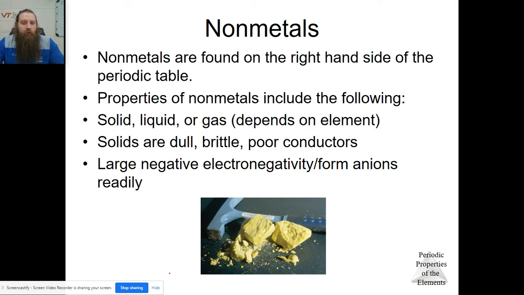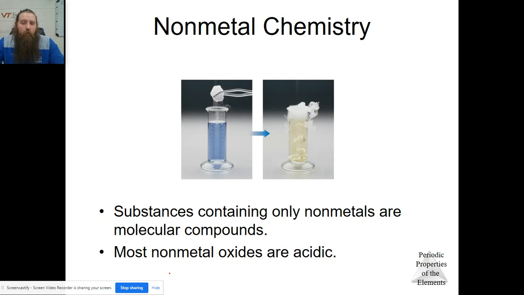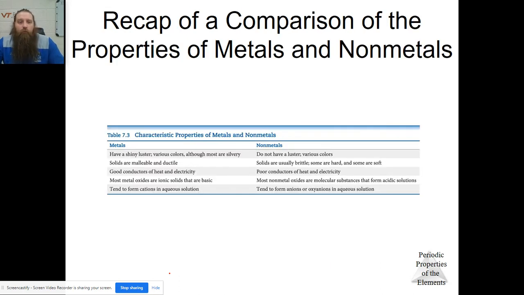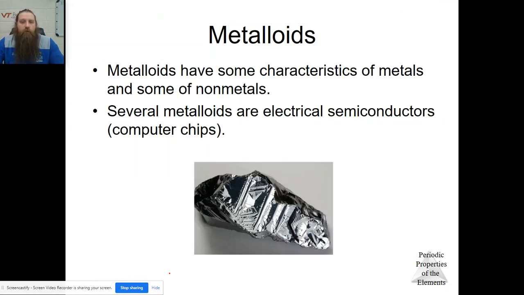They're usually going to have really big negative electronegative values. They're going to form anions pretty easily. So they want to be negative ions. When you have a nonmetal oxide, those are going to become acidic. And if you have just nonmetals, they're not ionic, right? They're molecular compounds, which we'll talk more about in the future. So make sure you know the differences here between our metals and our nonmetals. Obviously, in the middle of those, we have the metalloids, which are going to share characteristics of metals and nonmetals.